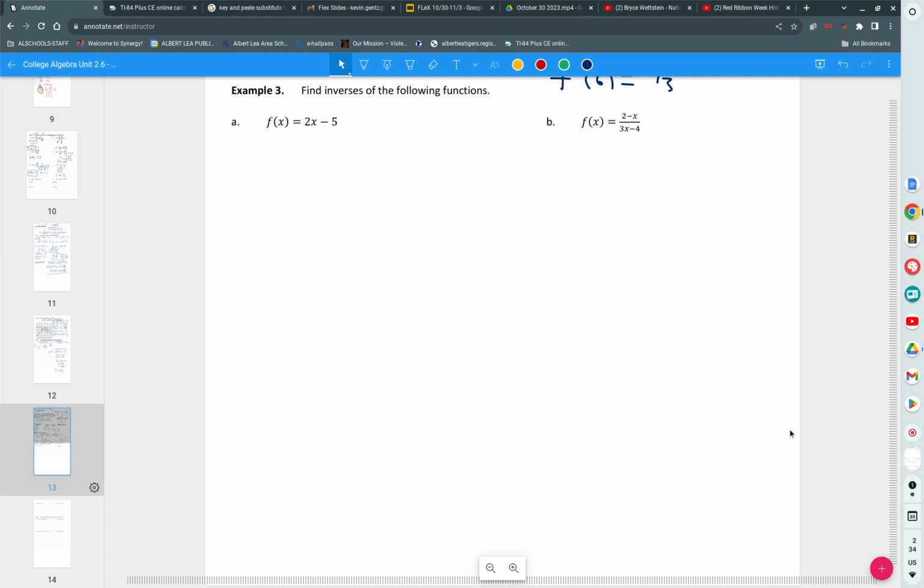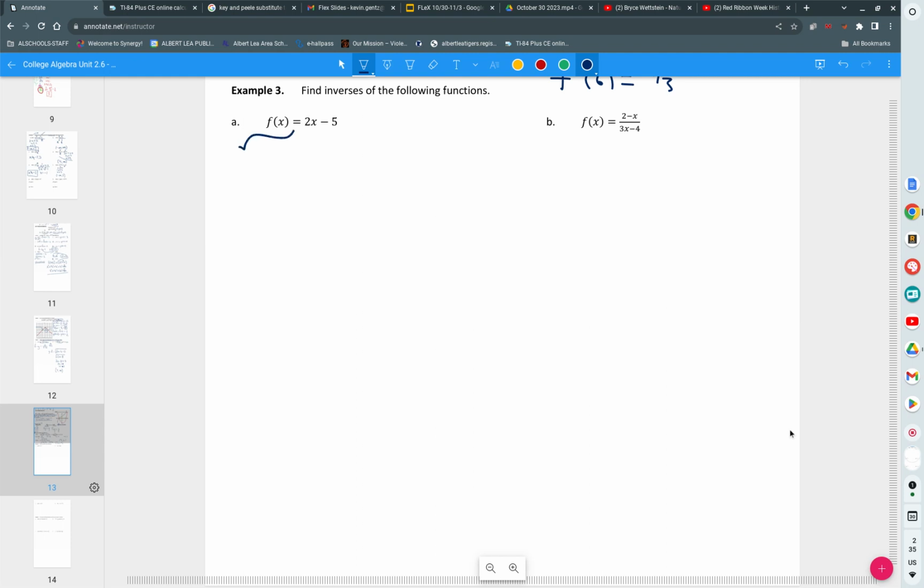This is my favorite part of the lesson. I think this part's pretty cool. It says find the inverses of the following functions. We're going to use our calculator here to confirm that. But right now, we don't just simply find inverses of points. We are also going to find the inverse of the entire function.